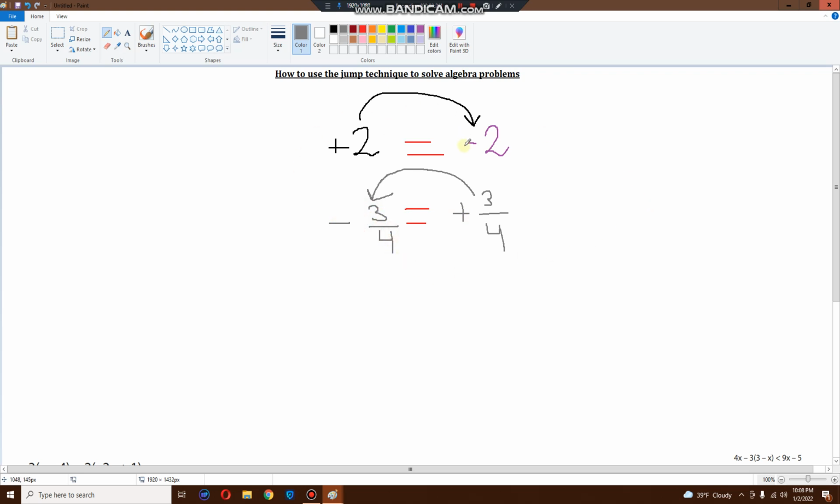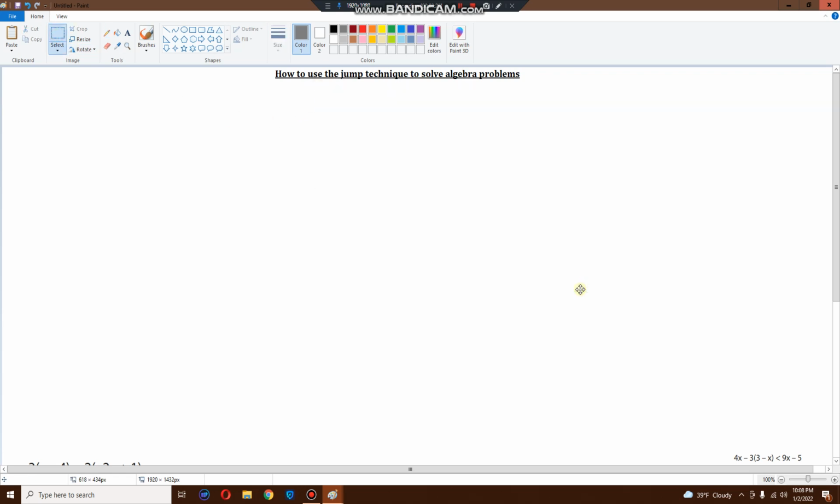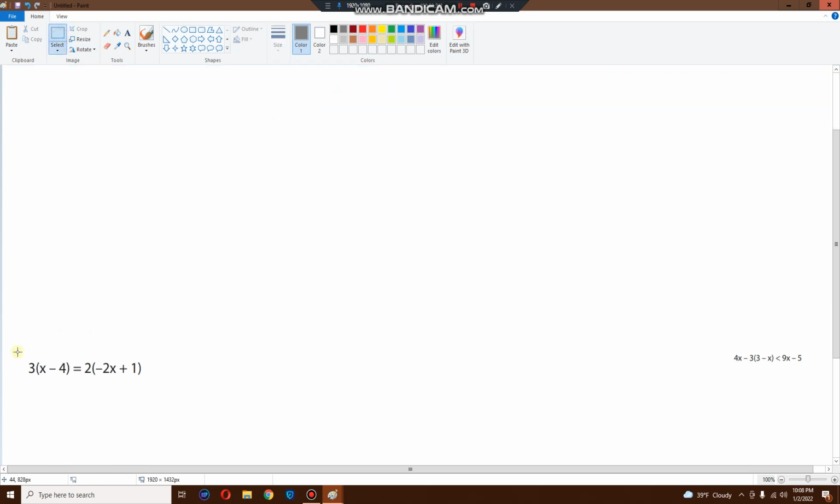If you jump across that equal sign, plus turns into minus, minus turns into plus. That's how it basically works. Let me show you this with a couple of problems over here. I got the pen over here somewhere. Here we go. Let me bring them up a little bit.